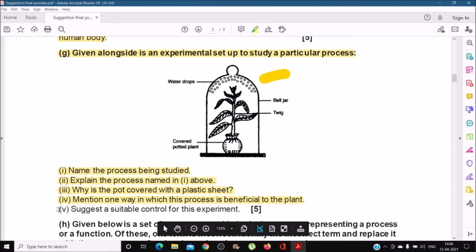5. Suggest a suitable control of this experiment.